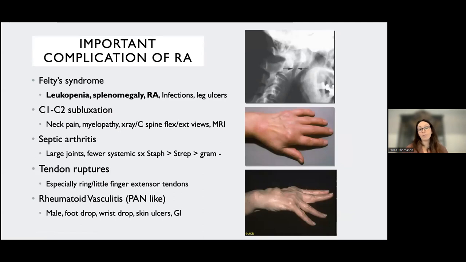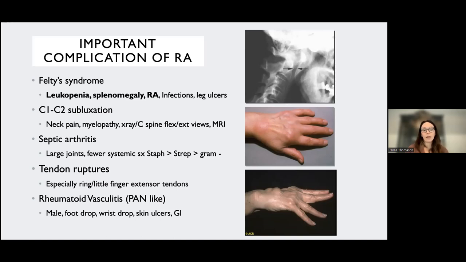Other uncommon but important complications of rheumatoid arthritis are Felty syndrome, which we really don't see often anymore now that we have really great therapy for rheumatoid arthritis. Also C1, C2 subluxation. So rheumatoid arthritis in general does not have a predilection for the spine. Maybe it's happening in other patients that we're not realizing, but generally the patient I think of that will have C1, C2 disease is someone that has longstanding, perhaps not very well controlled rheumatoid arthritis. So they can have subluxation of these joints.